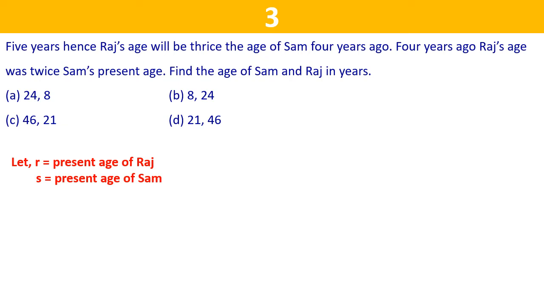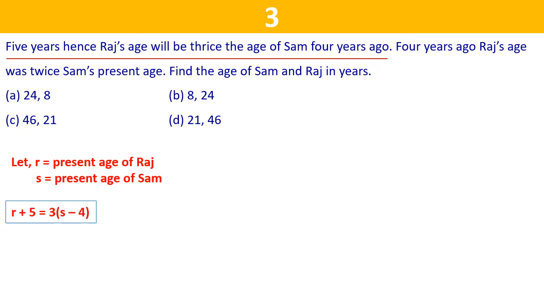How will the first equation be? Where it is said, 5 years hence Raj's age will be thrice the age of Sam 4 years ago. So 5 years hence Raj's age will be, means you will write R plus 5 equal to 3 times of Sam's age 4 years ago, that is 3 into S minus 4. This is how the equation will be. Now if you simplify this equation, it will be R is equal to 3 times of S minus 4 minus 5.